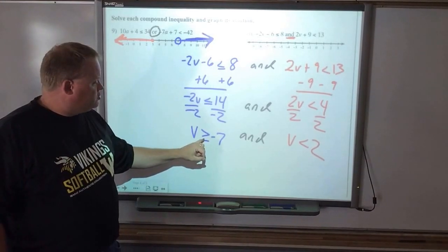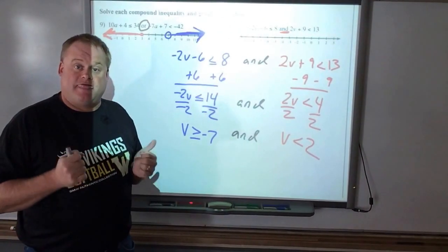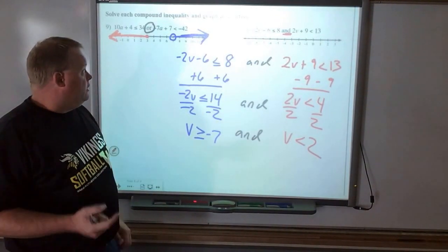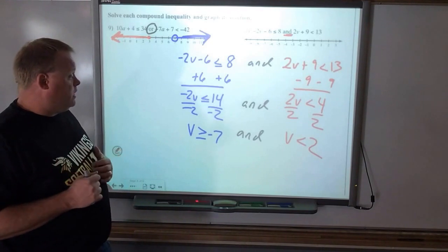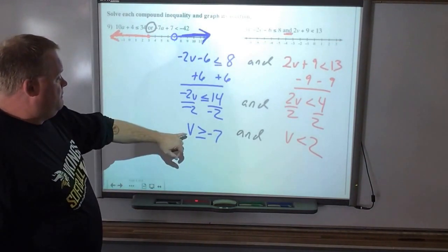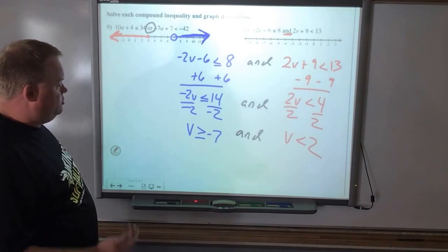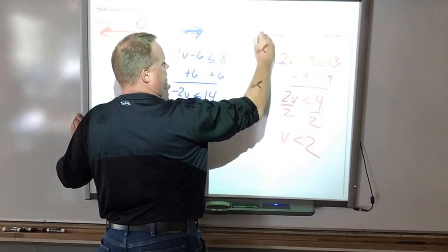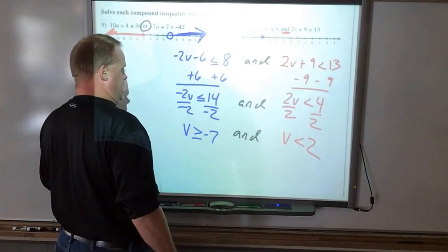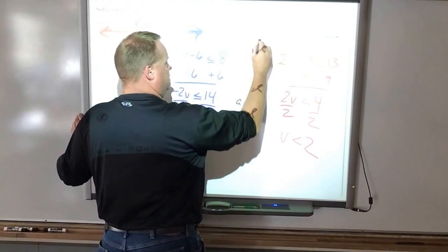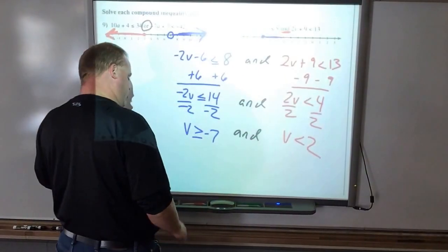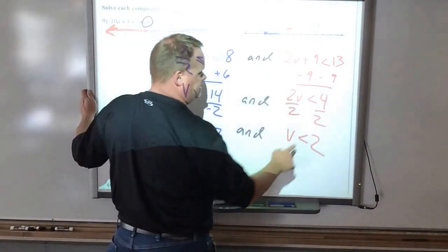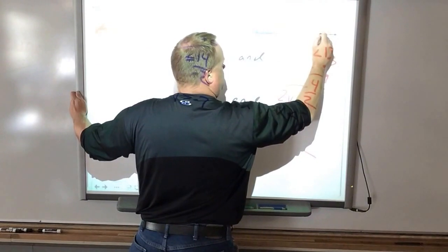I notice that one is greater than and one is less than. That's what I want. I want them to be opposite signed. The ors had to be that way as well, but here we go. v is greater than or equal to negative 7. So I'm going to be a solid circle, and I'm going to be greater than, so I'm going towards the middle. I'm not going to go too far yet. I'm just going to hold there. And v is going to be less than 2. Less than 2, open circle, and I know I'm less than.